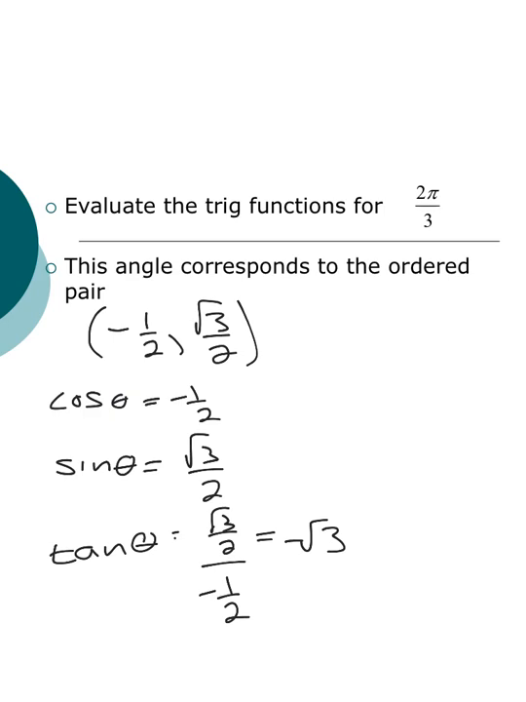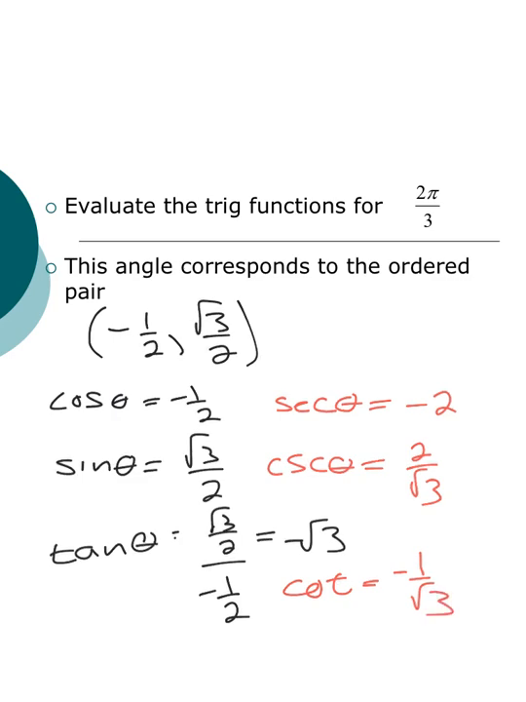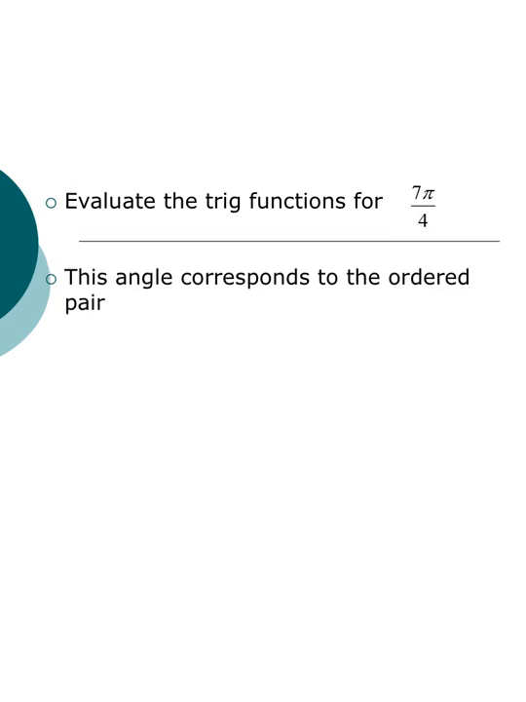Okay, now for the other 3. Again, for the cosine, the cosine is related to the secant. They are reciprocal, so my secant is going to be negative 2. The cosecant is related to the sine, so it's going to be 2 over radical 3. And then for my tangent, it is related to the cotangent, so it's going to be negative 1 over radical 3.